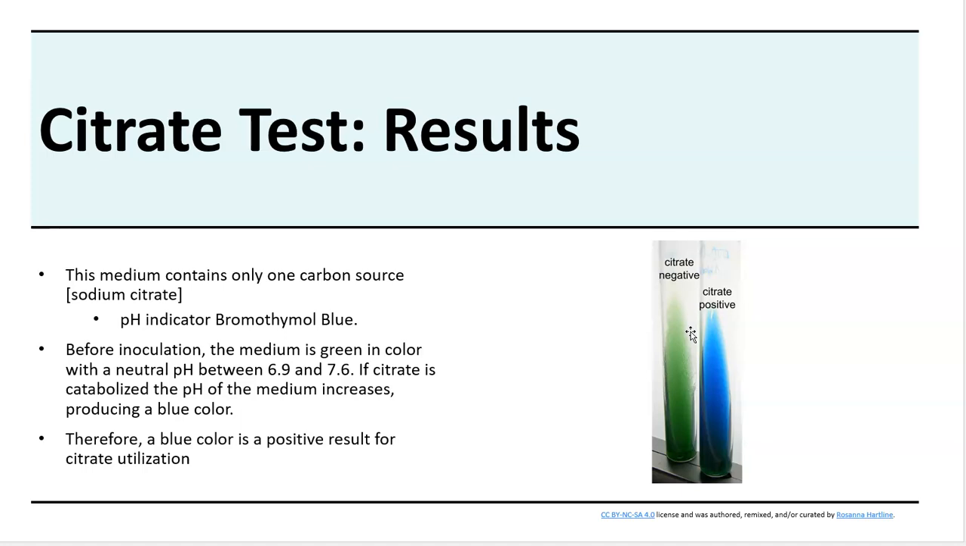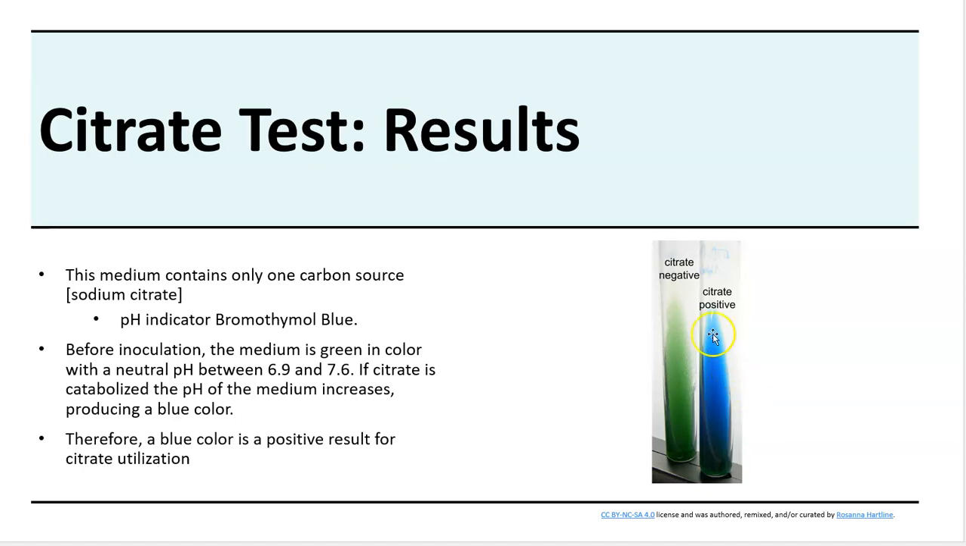So how it works is if you put a bacterium in here that has the citrase and citrate permease enzymes, it will be able to utilize citrate as a source of carbon. And when it does so, ammonia gets released, the pH goes up, and the pH indicator causes the media to turn this kind of bright blue. So blue is a positive result for the citrate test.